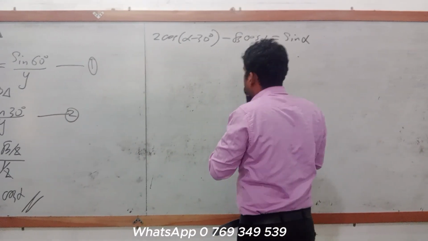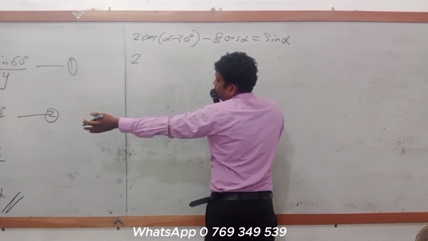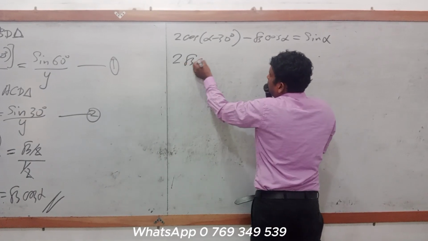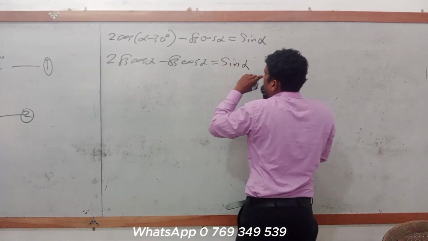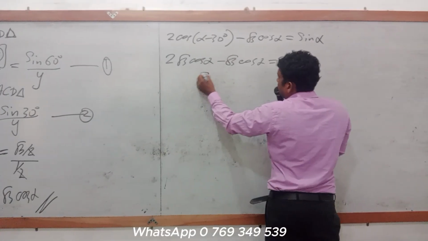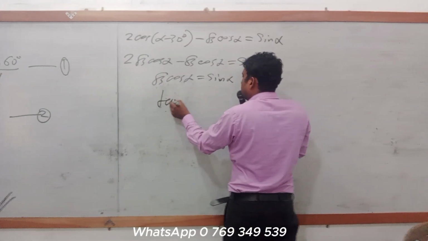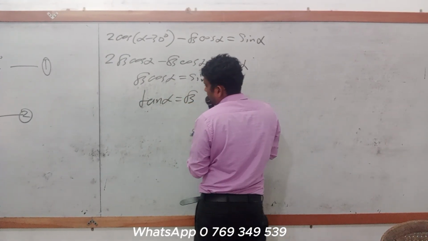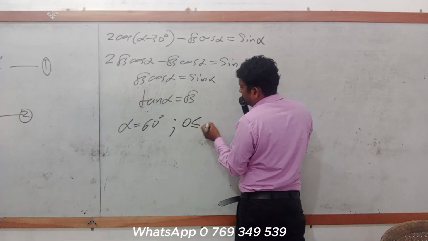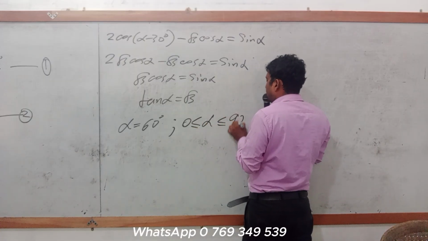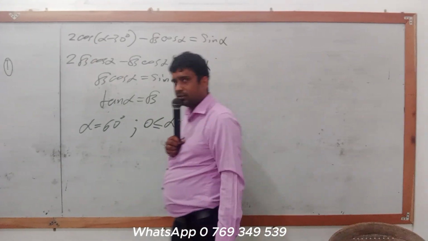What about here? 2 cos alpha minus 30 is, as we proved, root 3 cos alpha. 2 times root 3 cos alpha minus root 3 cos alpha equals sin alpha. Here we can cancel one thing. Root 3 cos alpha equals sin alpha. Here tan alpha equals root 3, right? Alpha equals 60, because alpha is in the range 0 to 90. Therefore, alpha is 60. That is the answer. Finish.